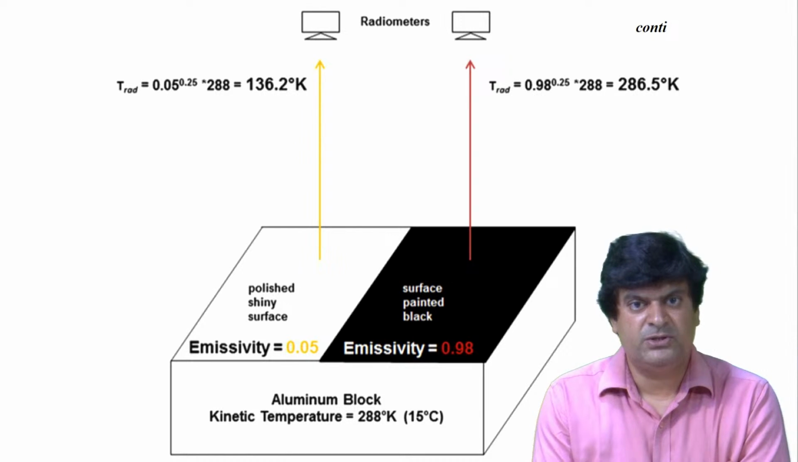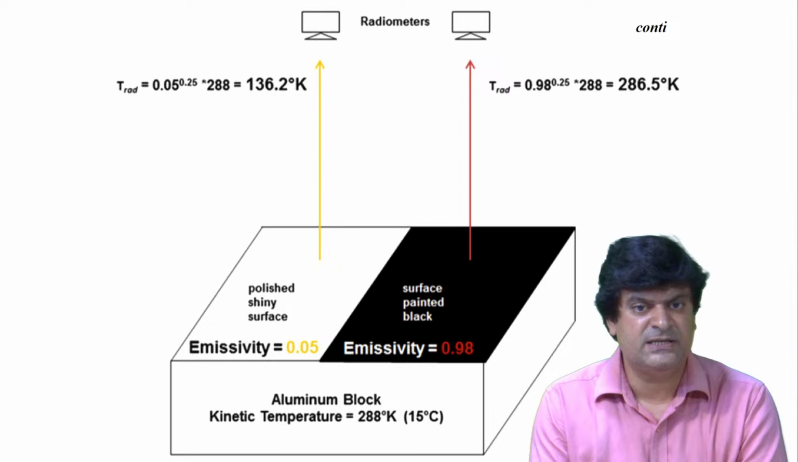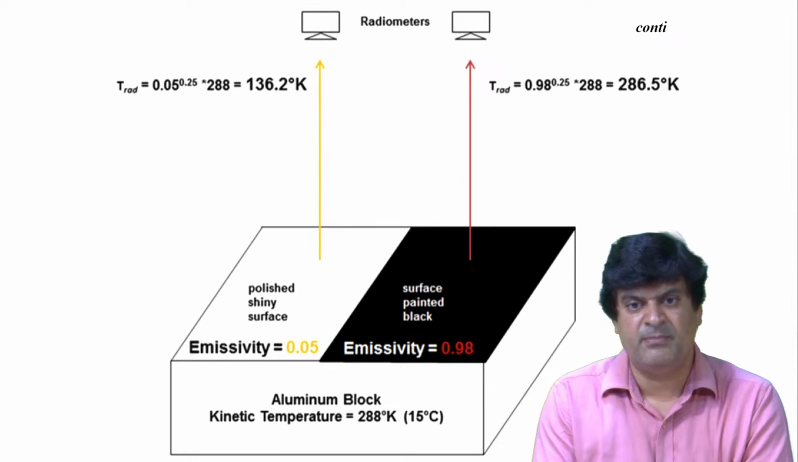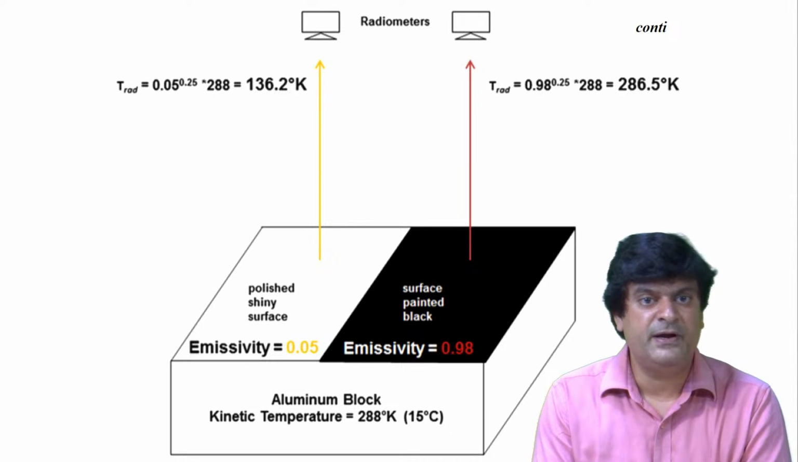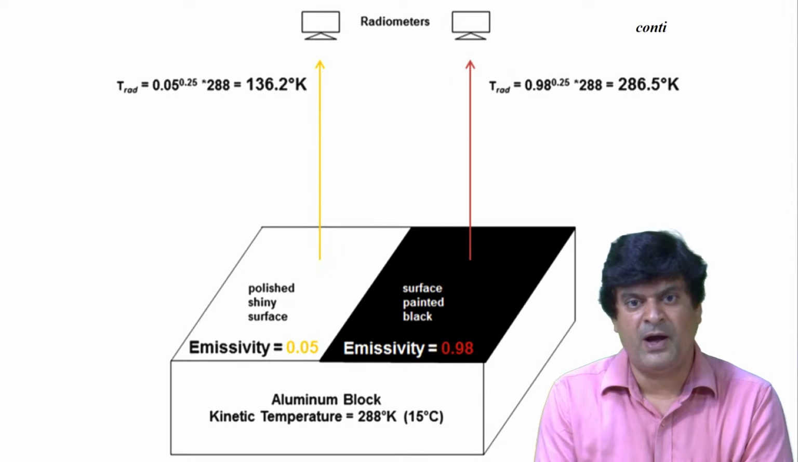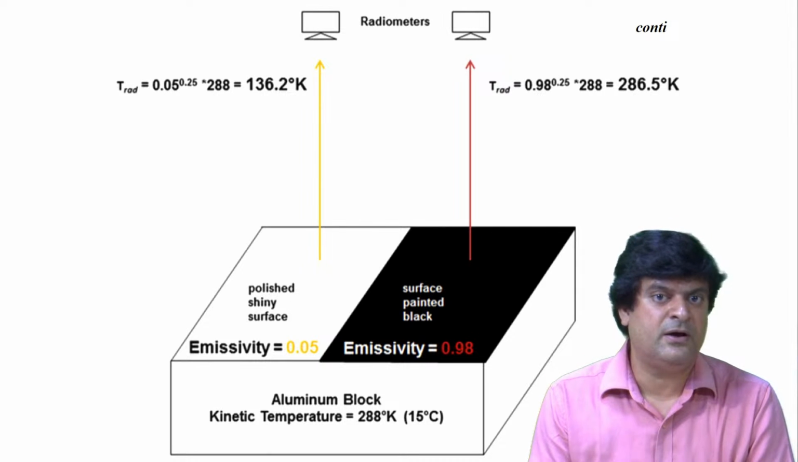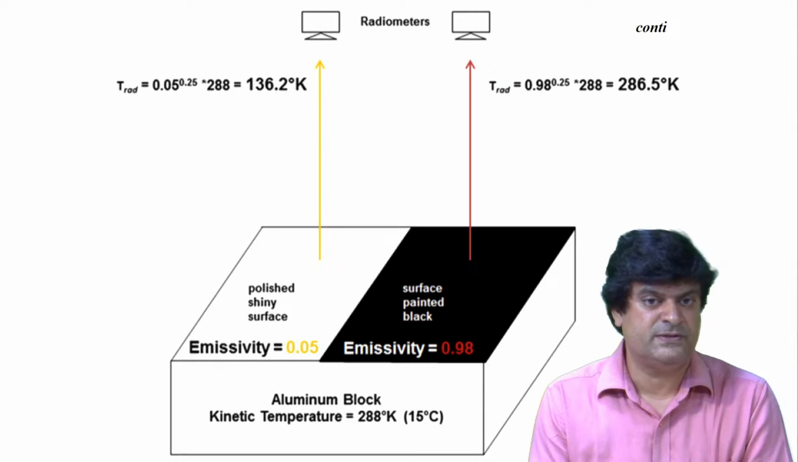Now this slide shows the emissivity of the surface. Even if two objects have the same kinetic temperature, or the same internal temperature, they may have different radiant temperatures. Why? Because we know that the radiant temperature depends on the emissivity of the surface.